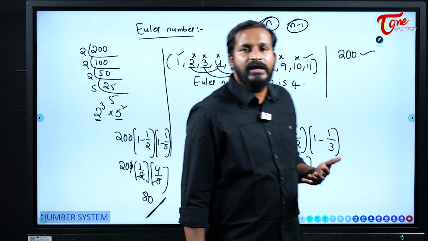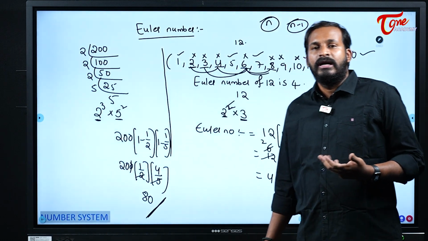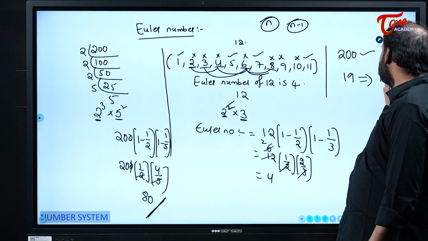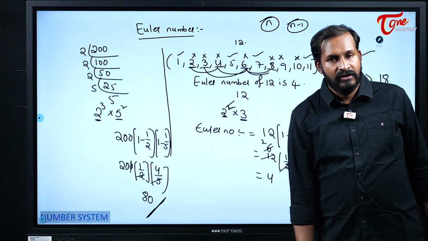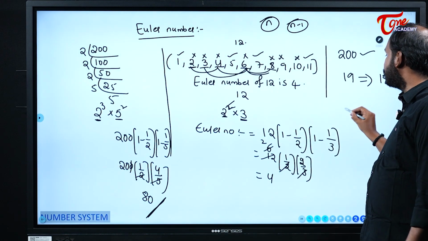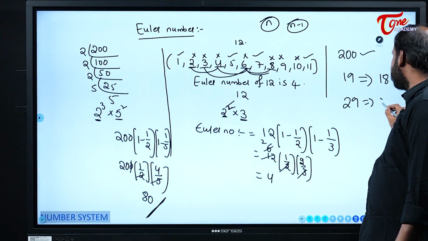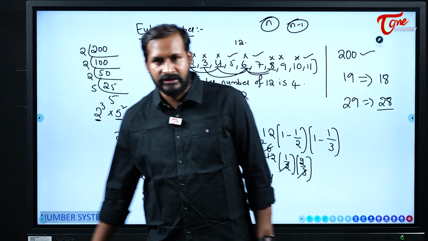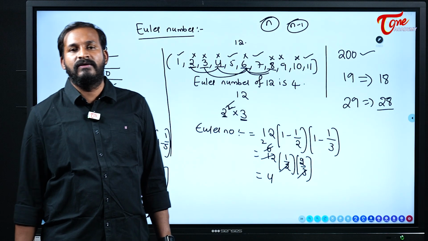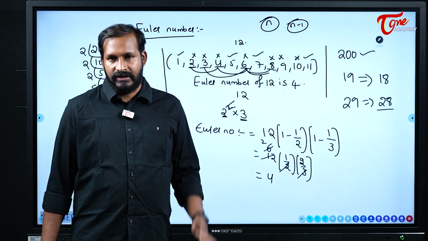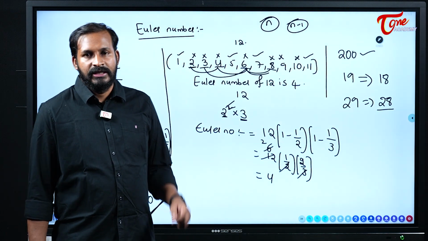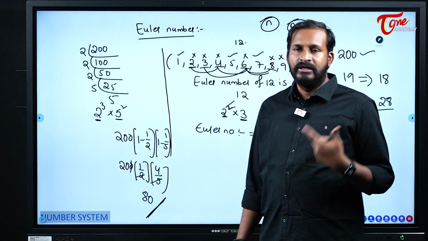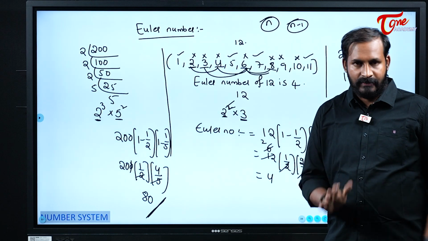Now tell me what will be the Euler number for 19? The Euler number for 19 will be 18. So simply 19 minus 1, 18. What is the Euler number for 29? It will be 28. Why? Because those numbers are prime numbers. So, for any prime number, the Euler number will become n minus 1. If the number is n, then its Euler number becomes n minus 1. So, this is the concept of Euler number.